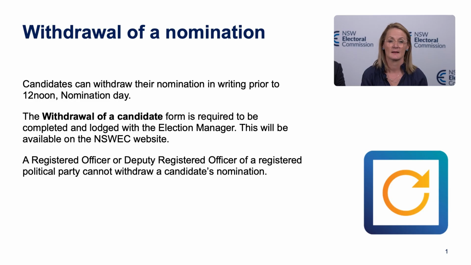A candidate can withdraw their nomination prior to the close of nominations, 12 noon on nomination day. The withdrawal of a candidate form is required to be completed and lodged with the election manager. You'll find the withdrawal of a candidate form on the New South Wales Electoral Commission's website. It's important to note a registered officer or deputy registered officer for a political party cannot withdraw a candidate's nomination.